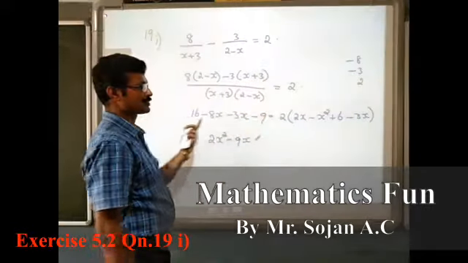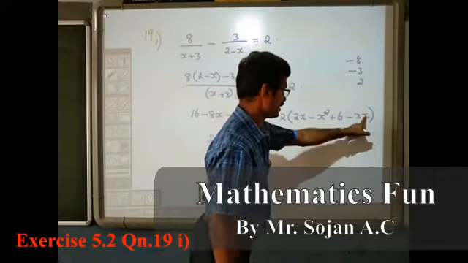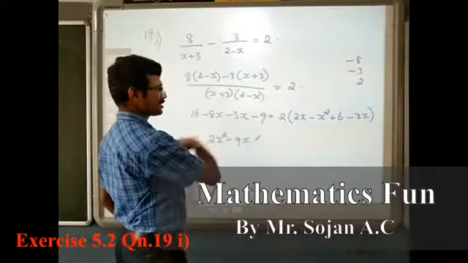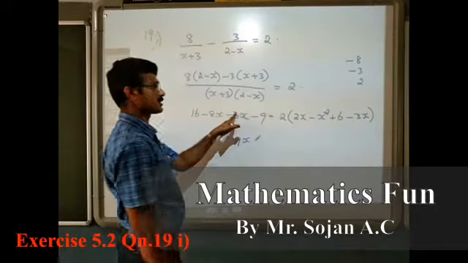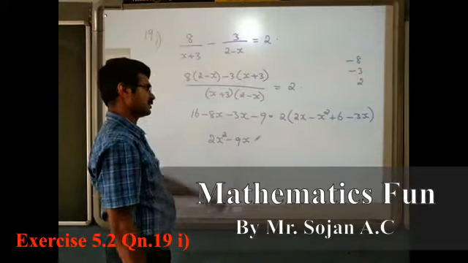I grouped all x together. See once again, check it: 2x minus 3x is minus x, into 2 is minus 2x. I brought this side, so it is plus 2x. And here minus 8 minus 3 is there, so minus 11 plus 2, it is minus 9x.